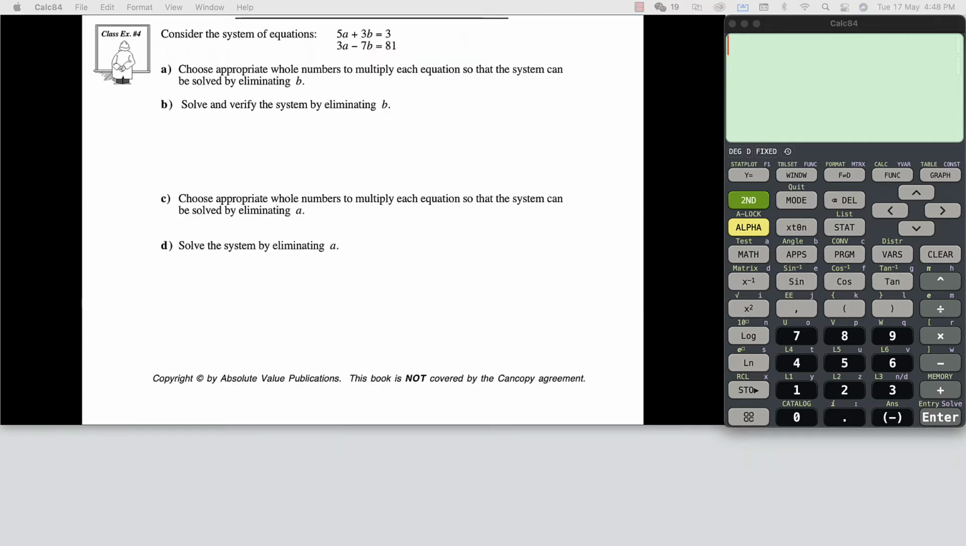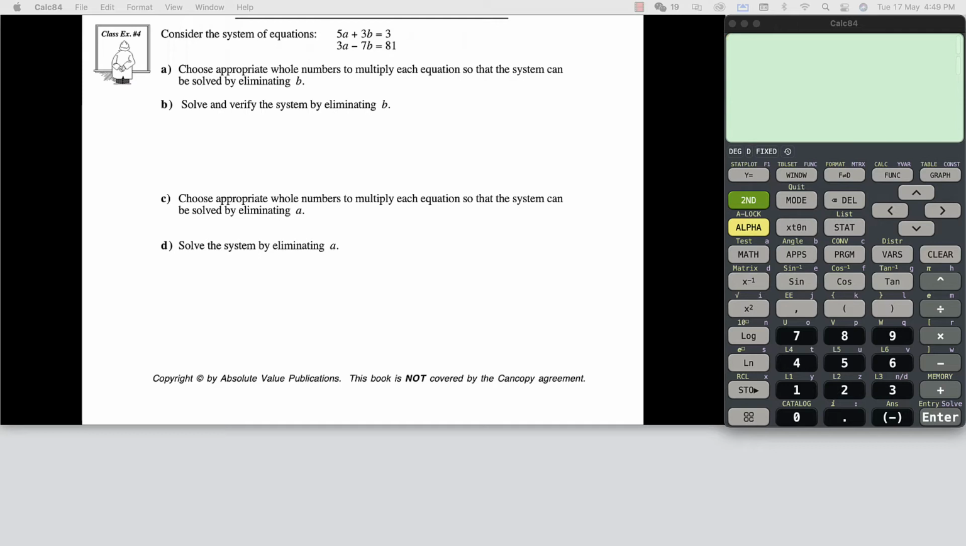Okay, let's look at this example right here. So we have two equations, and it tells us to solve by eliminating b. Now, if we look at b, we've got a positive 3 on the top equation and a negative 7 on the bottom. But the coefficient in front needs to be the same.